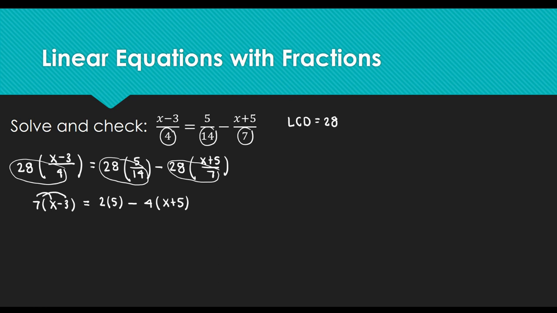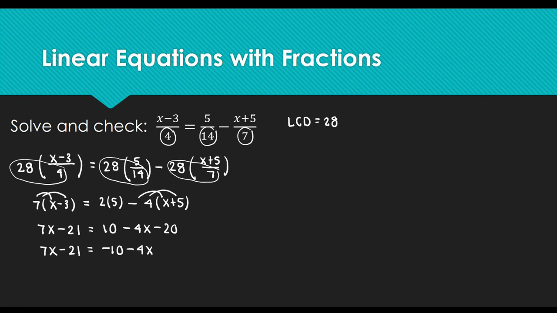So once again, I got to distribute there. That gives me 7x minus 21. Over here, 2 times 5 is 10. I'm going to distribute, but notice it's not just a 4, it's a negative 4 that I'm distributing. So that turns into negative 4x minus 20. I've got some like terms to combine on the right. 10 minus 20 is going to give me a negative 10.